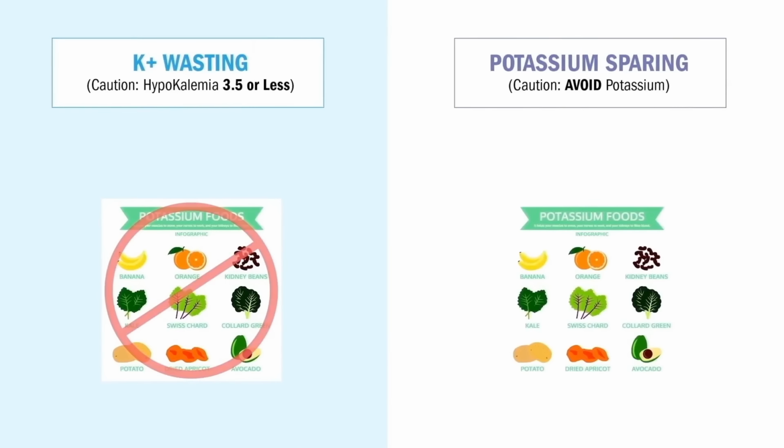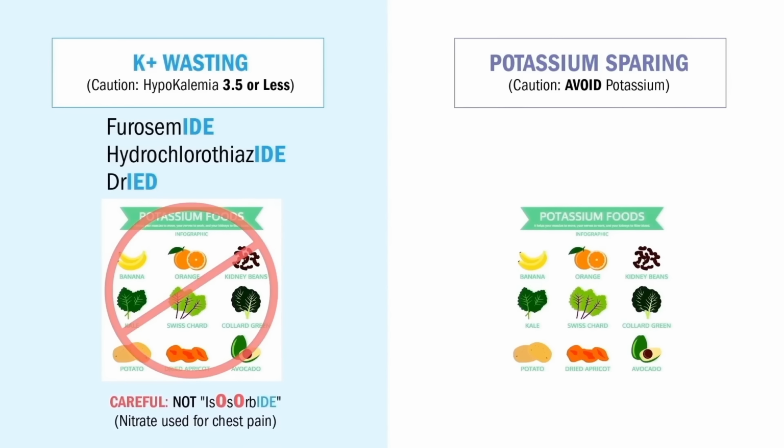Now we have potassium wasting and potassium sparing diuretics. Potassium wasting ends in "ide" like furosemide or hydrochlorothiazide. Both rhyme with dried. But again, be careful, not isosorbide. That's a nitrate, guys. The NCLEX will try and trick you. So remember the O's in isosorbide make it a vasodilator, similar to nitro.